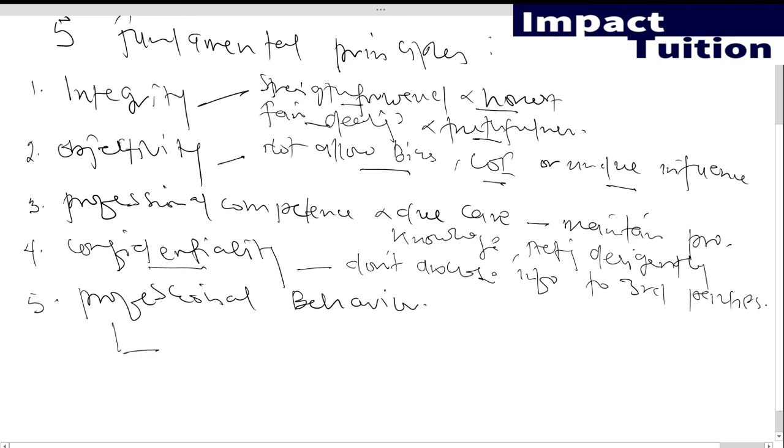What does this mean? Professional accountants must comply with relevant laws and regulations and should avoid any action which discredits the profession. Complying with laws and regulation.